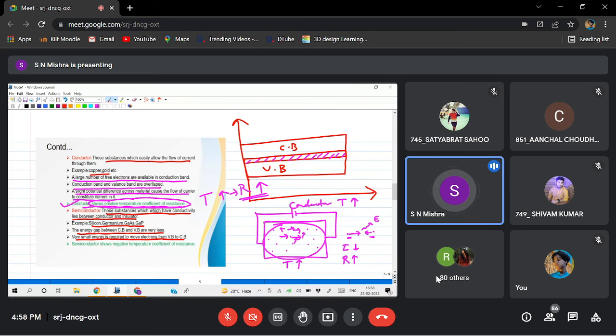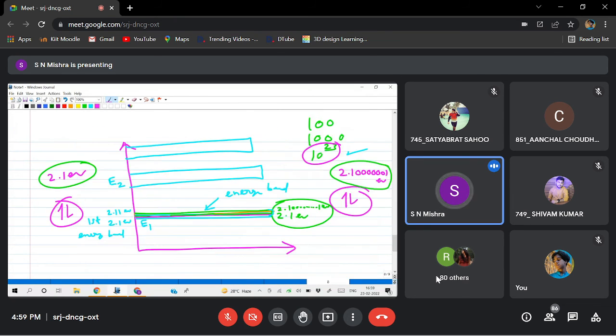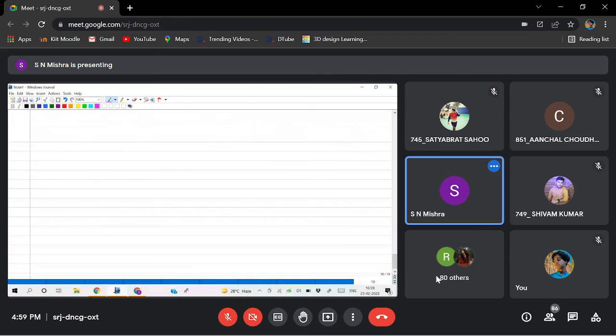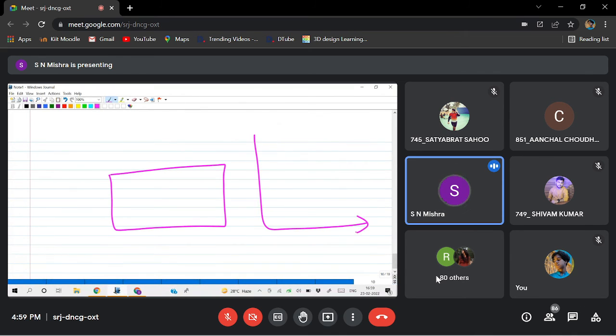Now the last point: compared to the conductor, it is just the opposite. Semiconductor shows a negative temperature coefficient of resistance. That means, for the example I have given here, let us take a semiconductor here, and this is the energy band diagram.